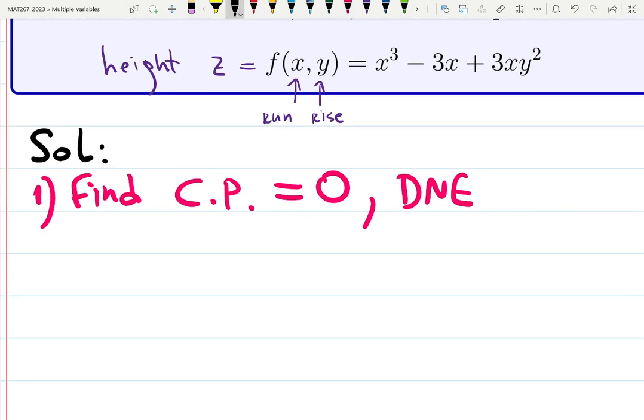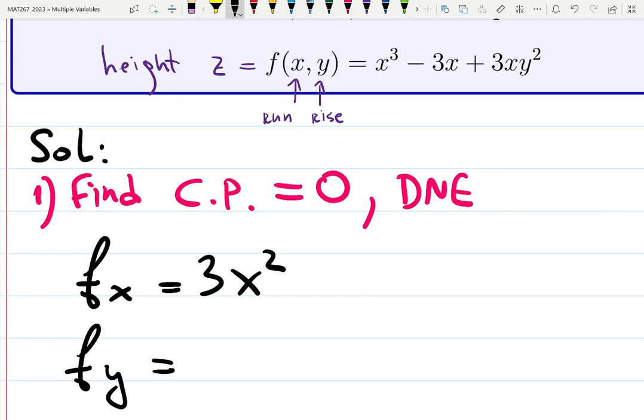That's the definition. By definition of critical points, we need to find the partial derivative with respect to x and the partial derivative with respect to y. You had these partial derivatives today on the quiz. You should be good at this by now. What is the partial derivative with respect to x of x cubed minus 3x plus 3xy squared? 3x squared minus 3 plus 3y squared.